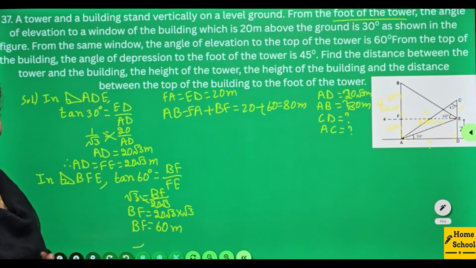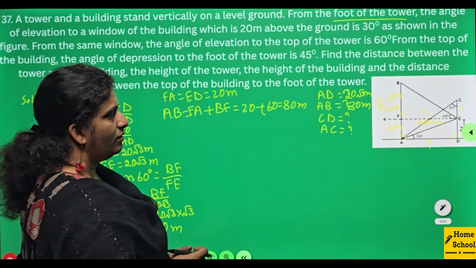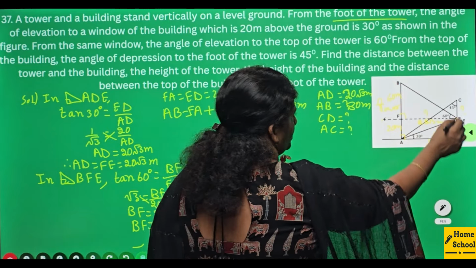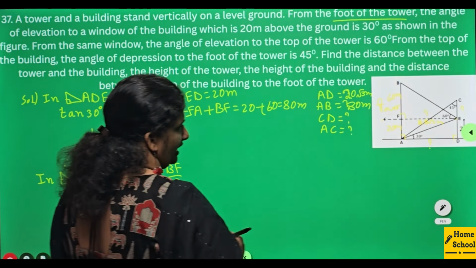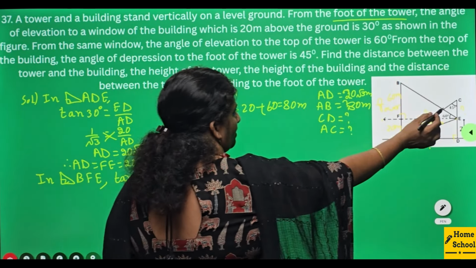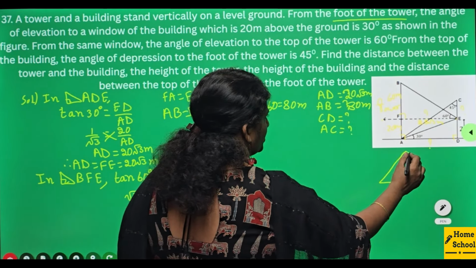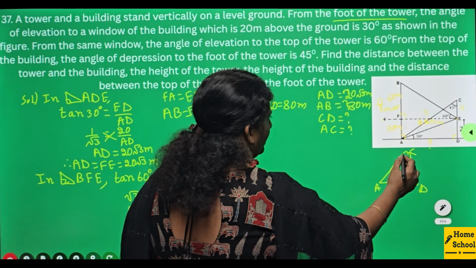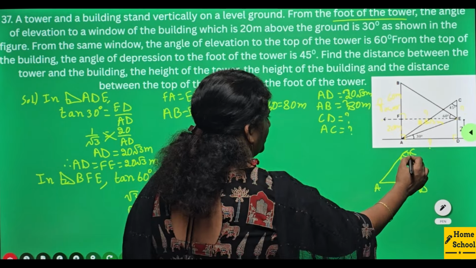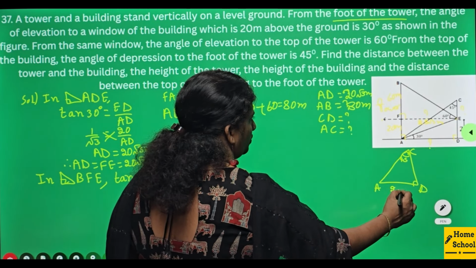Still, we need to find two more. Now, the total height of the building. Building height means I want CD. I know ED, I can find CD. So, the angle is here. This is the right angle. So, imagine this triangle, children. CDA, right angle, and this is 45 degrees. I know AD. AD is 20 root 3.